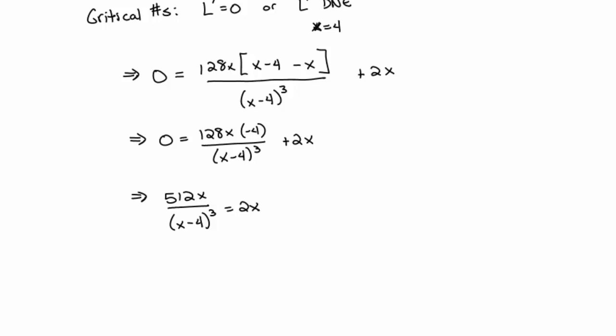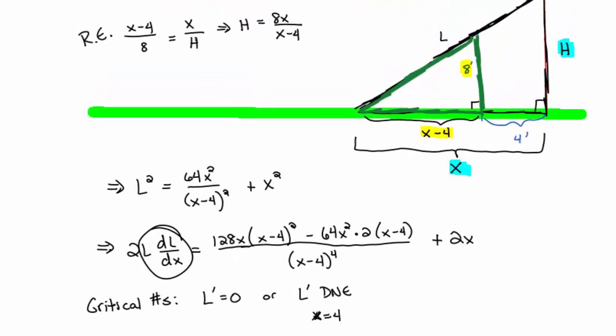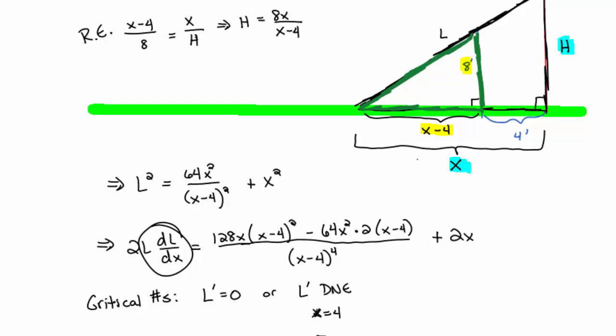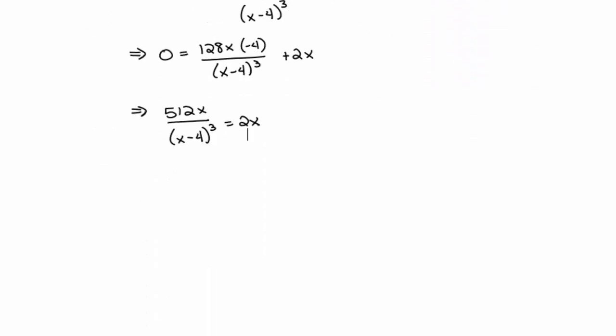Now I'm going to do something I would normally tell my algebra students to never do. Remember what x is. X is that full length here, the full floor length of how far away the bottom of the ladder is from the wall. And so obviously x can never be 0. So because I know x is non-zero, I'm going to divide both sides of this by x, and actually by 2, just because I can, right?